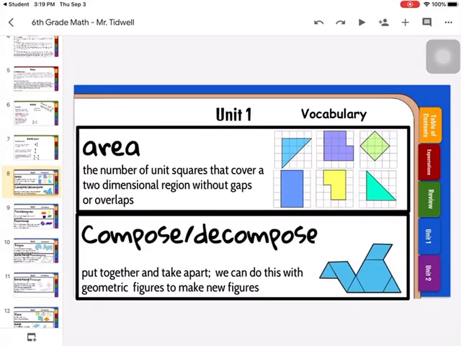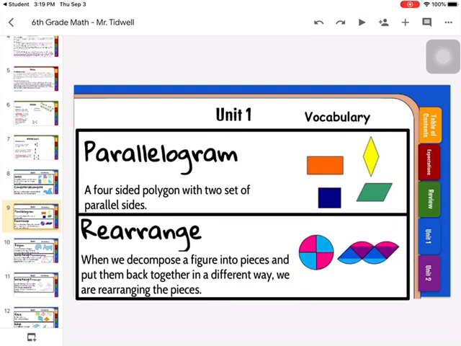So here we will see that we have our different vocabulary terms. On the second page is where you can see where it talks about parallelograms. And we've already talked about one of the most important things about a parallelogram: it is a four-sided polygon with two sets of parallel lines.